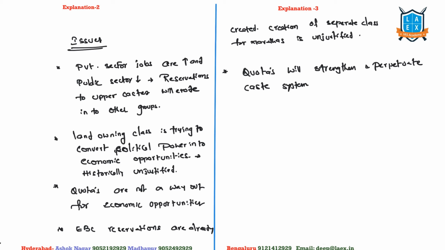So it means, rather than providing the Marathas with new opportunities through reservations, they are eating into the opportunities which are already existing. And private sector jobs are increasing today and public sector jobs are decreasing. It means that the base itself is eroding. When the base is eroding, taking up the reservations is unwarranted, and that will eat away into the reservations of the existing social groups. And finally, remember, quotas are not a way out for economic progress.